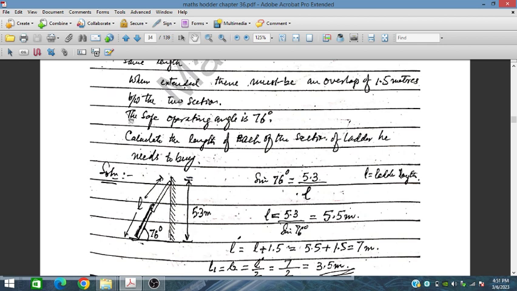So we have this triangle with 76 degrees, and this is 5.3. Sine 76 degrees is opposite upon this length, so this length is equal to 5.3 divided by sine 76 degrees, which is 5.5 meters.